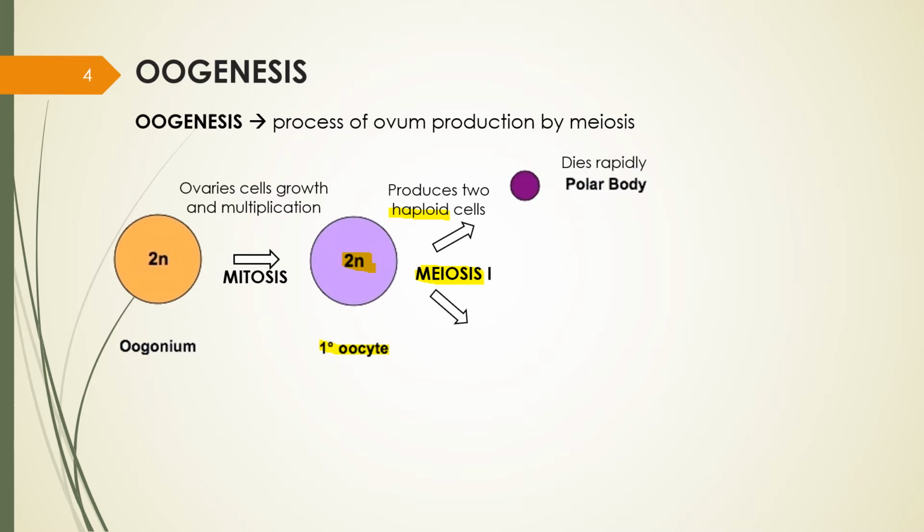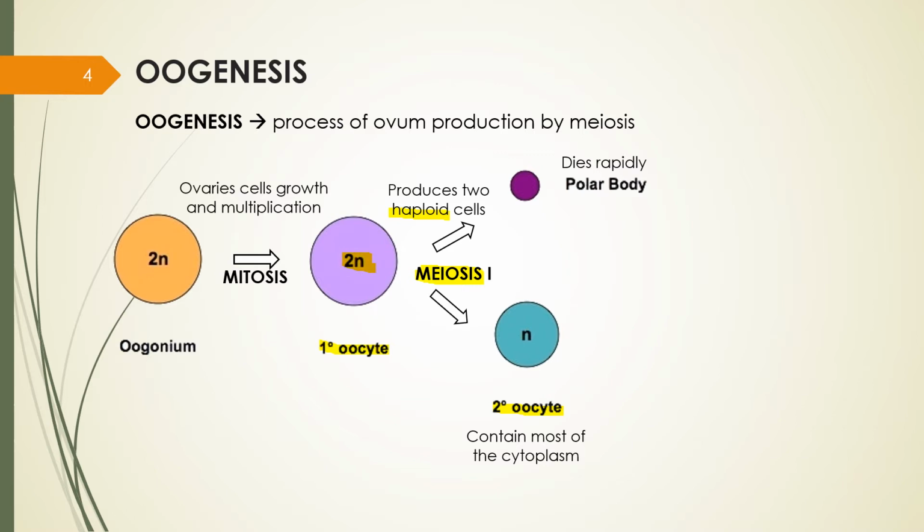One of them we call the polar body. It dies rapidly. Why? Because the other one takes most of the cytoplasm. The other one we call the second oocyte, and it takes most of the cytoplasm. So one of them takes most of the cytoplasm, and the other one takes just a little bit, so it dies rapidly, okay?